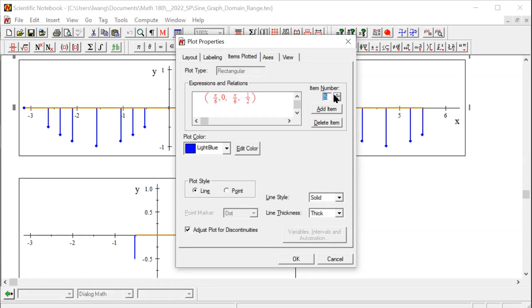11 pi over 6. Okay, counterclockwise. The ratio is -½ and the gold is the arc length. You know what the arc length should be, right? The arc length, which is in gold color, and the point, which marks the input and output, the blue dot.